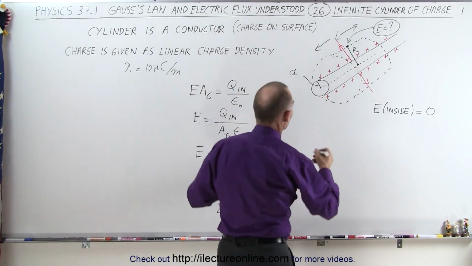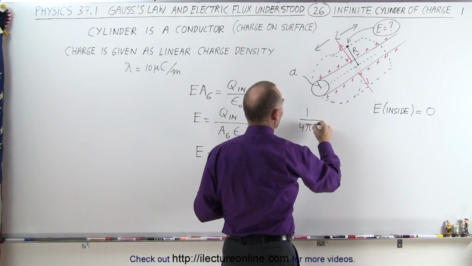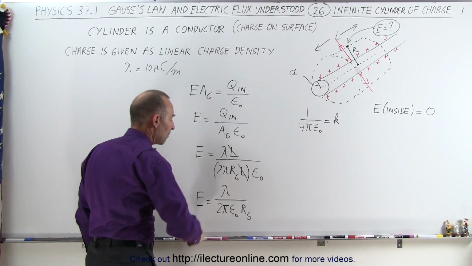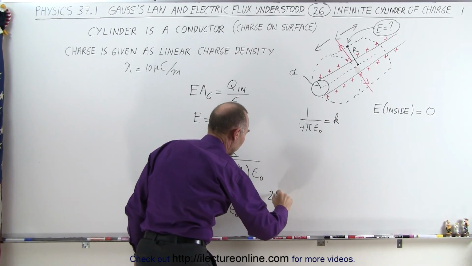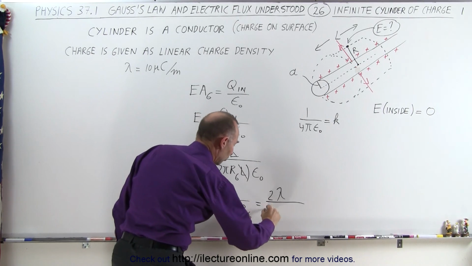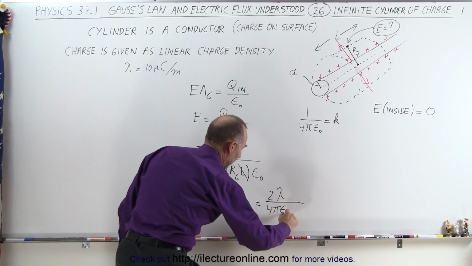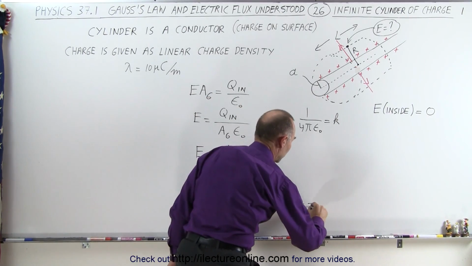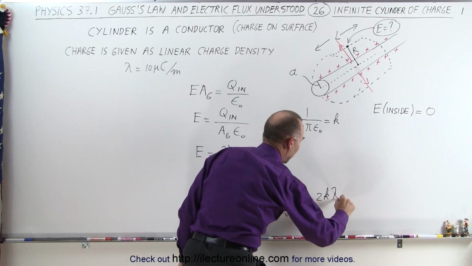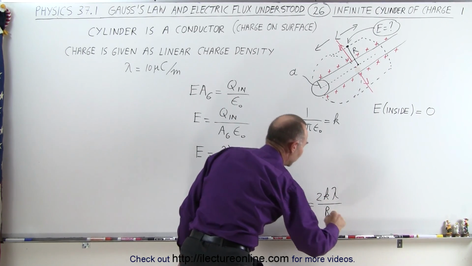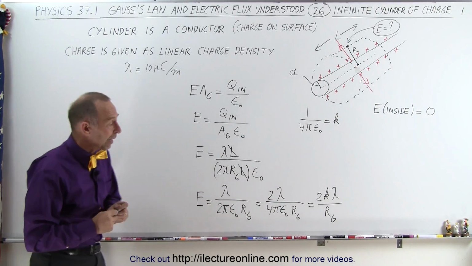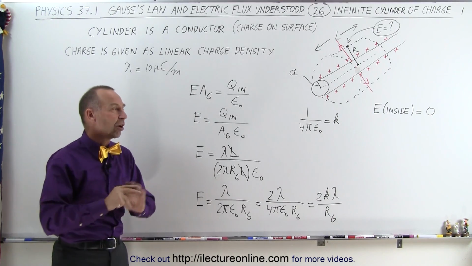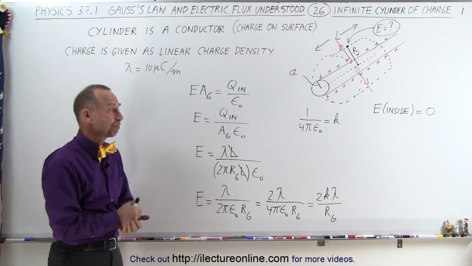If you also take into account that 1 over 4 pi epsilon sub naught can be written as k from Coulomb's law, then if you multiply both top and bottom by 2, you get 2 lambda divided by 4 pi epsilon sub naught times r sub g, and 1 over 4 pi epsilon sub naught can be written as k, so this can be written as 2k lambda divided by r sub g. Both equations are exactly the same, identical, and so this is how you find the electric field outside a cylinder of charge with all the charge residing at the surface. That's how it's done.